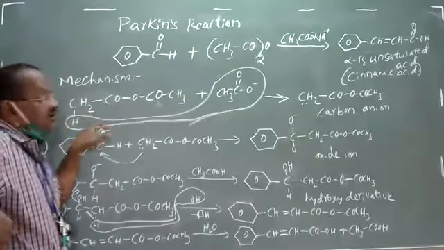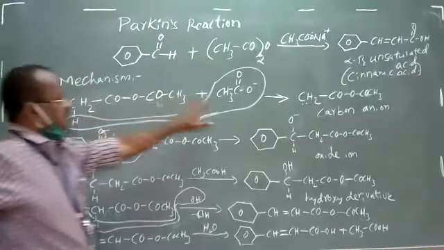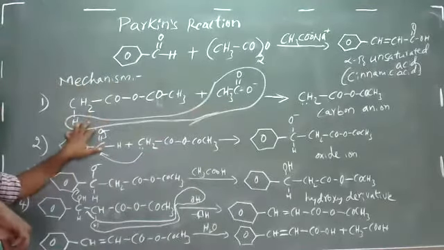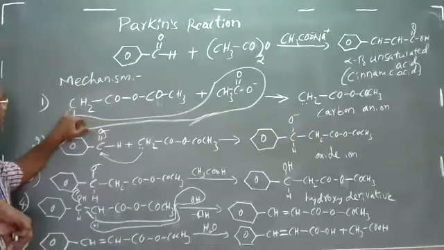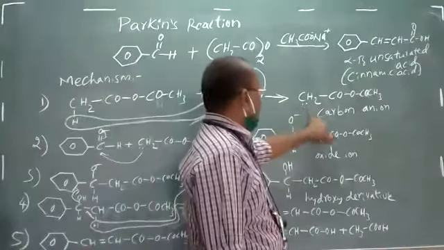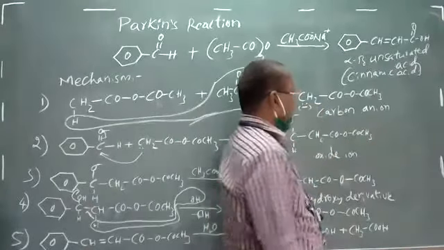So it abstracts hydrogen, the alpha hydrogen from this, because alpha hydrogens are acidic in nature, and this is a base nucleophile where a simple acid-base reaction takes place. It abstracts, and the bond electrons will move towards this alpha carbon to form an anion. So an anion is generated, a carbon anion is formed.